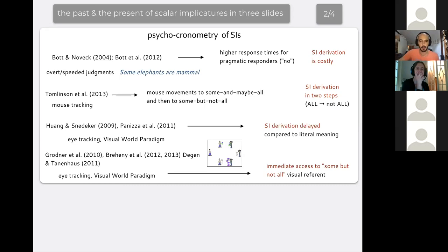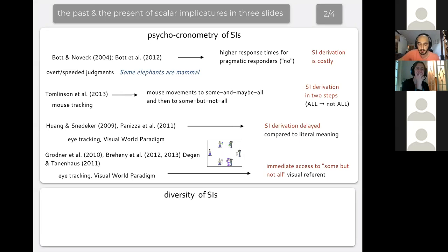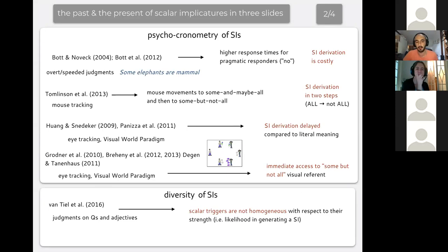Okay, and another interesting issue about implicatures is about the diversity. You have seen from Kazuko's talk that implicatures, for instance on the use of indefinites in certain contexts, or plurality implicatures, are very strong. But there is also an experiment by Fantile et al. that compared scalar implicatures triggered by adjectives with those triggered by some and other quantifiers, and he found that within adjectives there is a lot of variability.